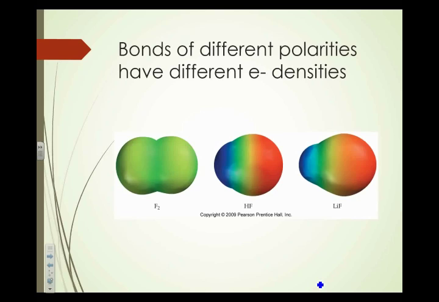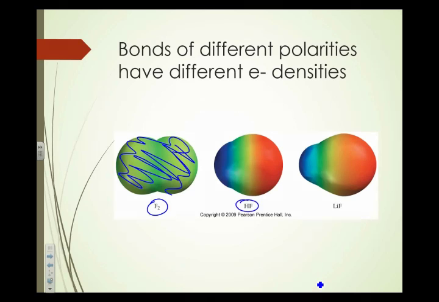We can check out the electron distribution of some different molecules here. Here we've got F2, and you can see all the electrons are shared equally, everybody's happy, it's very symmetrical. We look at HF, where fluorine is very electronegative and hydrogen is sort of a medium electronegativity, and we see we're moving electron density away from the hydrogen side, and it's a lot more over here on the fluorine side.